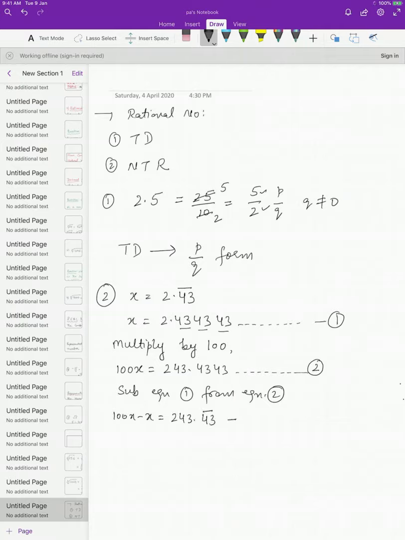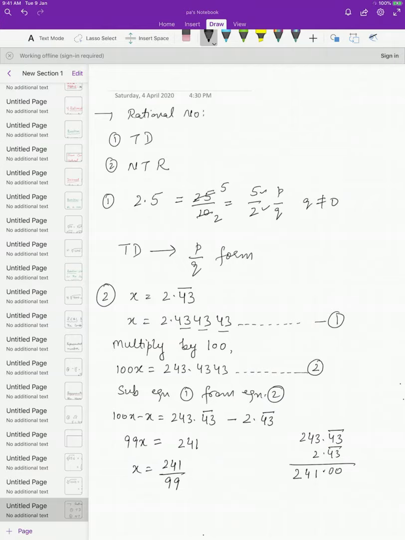243.43 bar minus 2.43 bar. I am writing in short. So it is 99x is equal to 241. How did we do the subtraction? 243.43 bar minus 2.43 bar. After the decimal, all the same numbers are there, so we get all zeros here, and before the decimal we get 241. So 241.00 makes it 241 only. So x is equal to 241 upon 99.